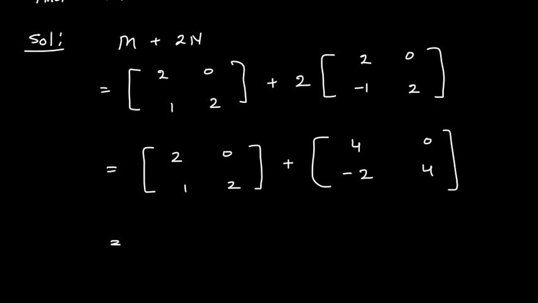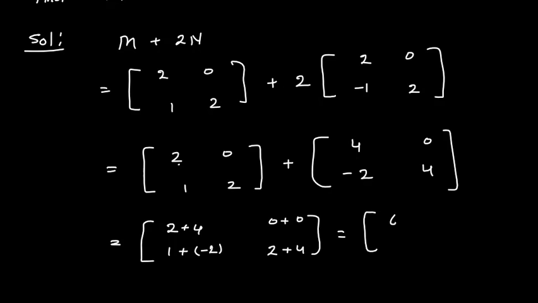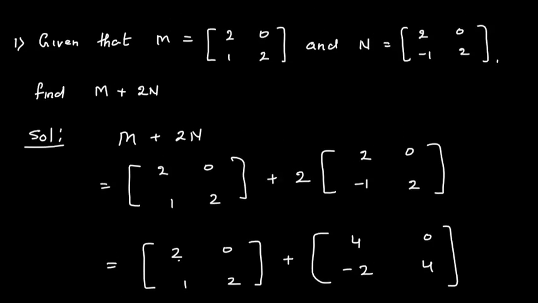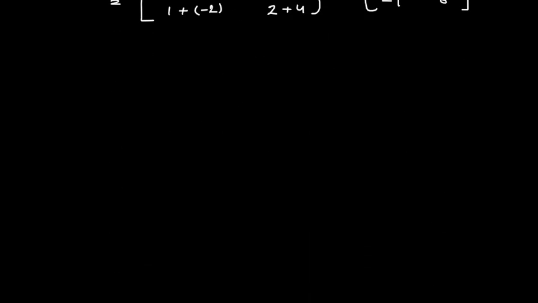Now simply you have to add term by term. So this 2 will be added with 4, this 0 with 0, this 1 with minus 2, and then this 2 with 4. So 2 plus 4 is 6. This is 0. 1 minus 2 is minus 1, and 2 plus 4 is 6. So 6 0 minus 1 6 is your answer for M plus 2N. This is the first problem.